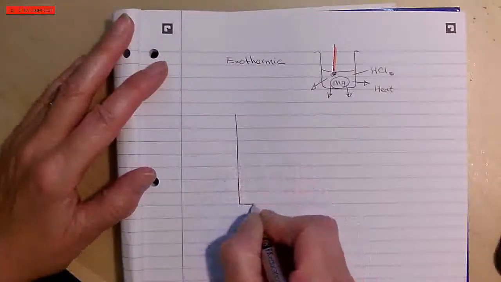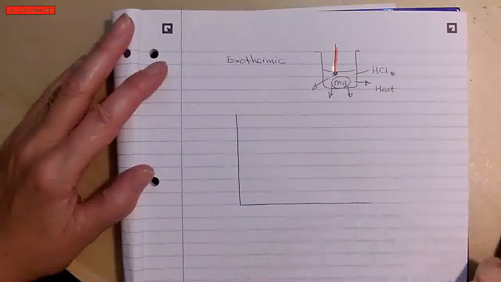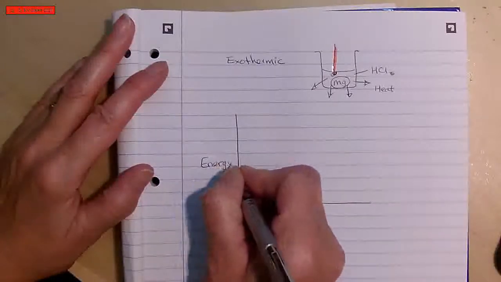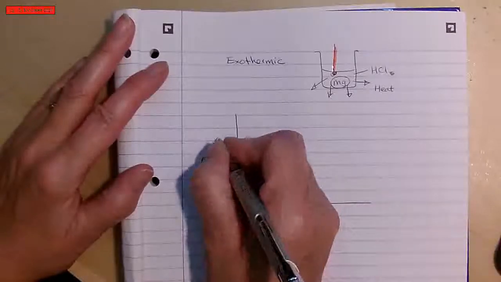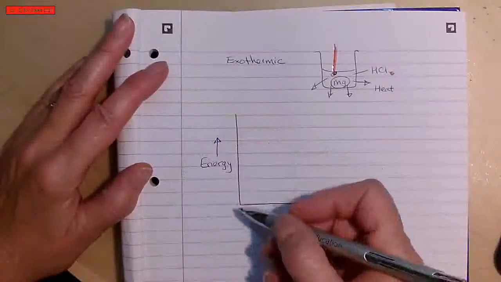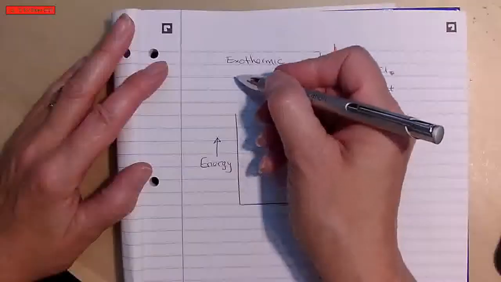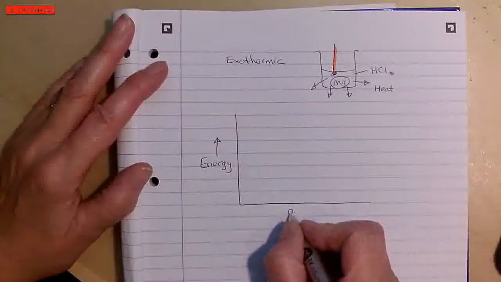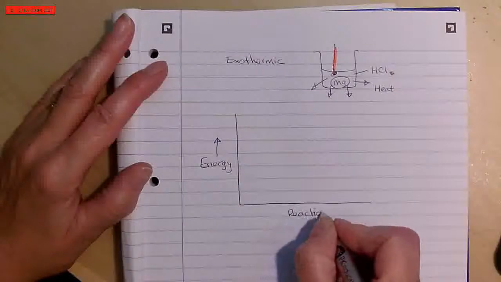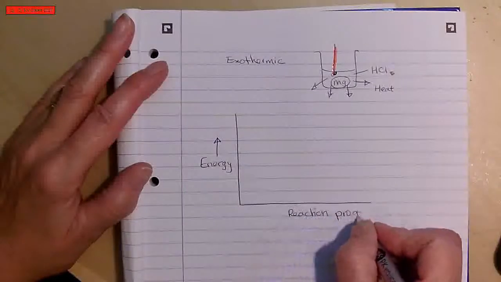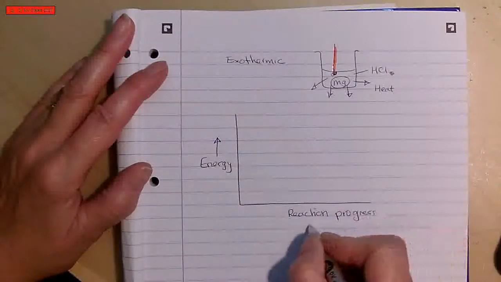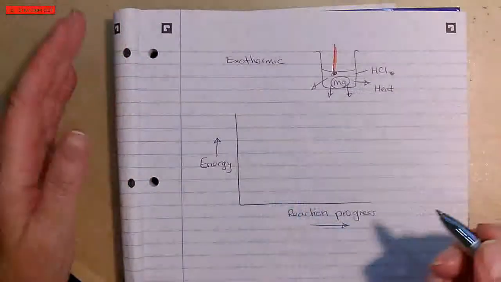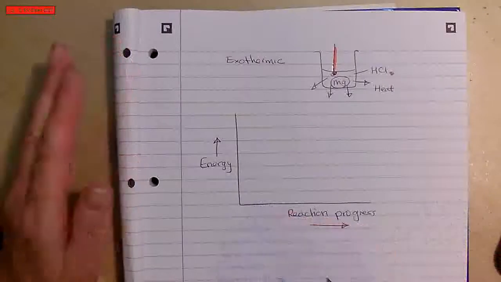So how we would show that in a graphical form is to have a graph where we've got the amount of energy of our reagents and products here. As you go up this scale, you've got more and more energy, and this is the reaction as it progresses. So it's the reaction progress. We can think of that as time. So as time goes on, how does the energy change?